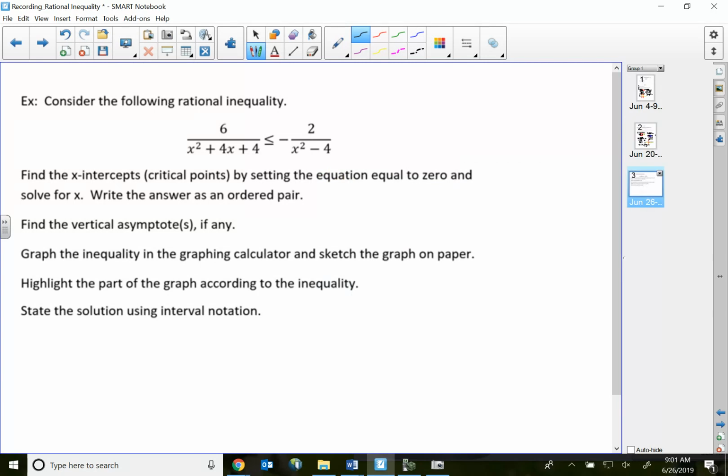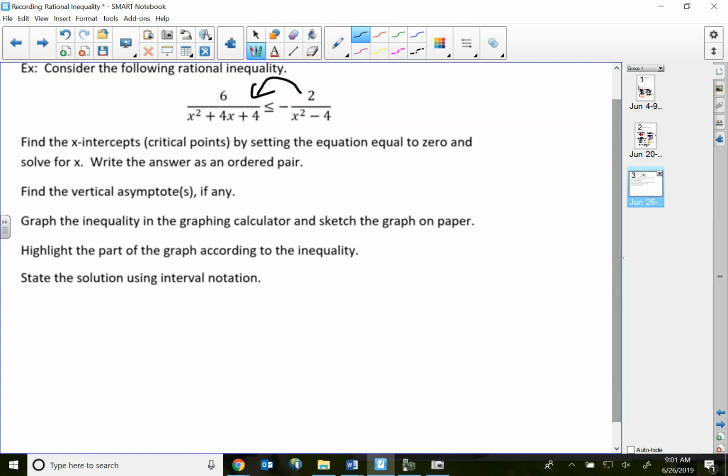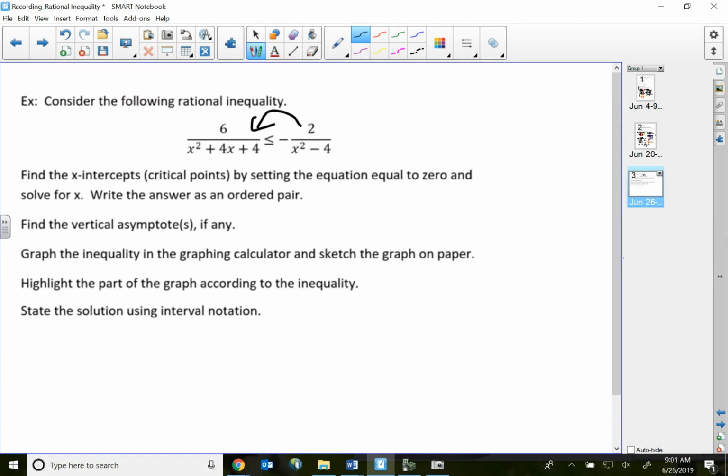All right, let's try one. Let's try this one. This one is a little bit trickier. All right, let me move this term over real quick. And then I can begin to simplify them. All right, so find the x-intercept.